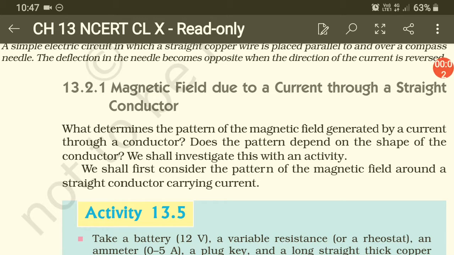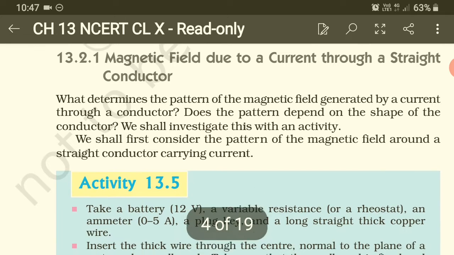Good morning, children. Today, in continuation with chapter 13, we will study the magnetic field due to a current carrying conductor, that is, a straight conductor, and also certain factors which affect the magnetic field around a straight conductor. So what is this? Let us understand with the help of an activity.